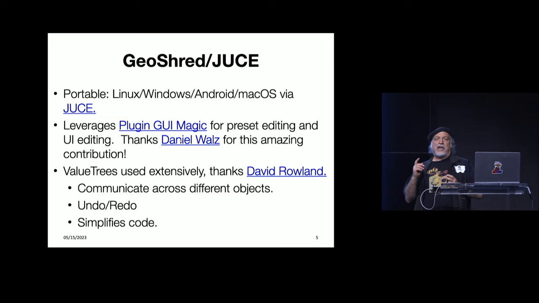How do I have multiple Daniel-style editors in GeoShred? Number two, how do I make it fast enough? Because, frankly, it wasn't fast enough. So we had to do some optimization.